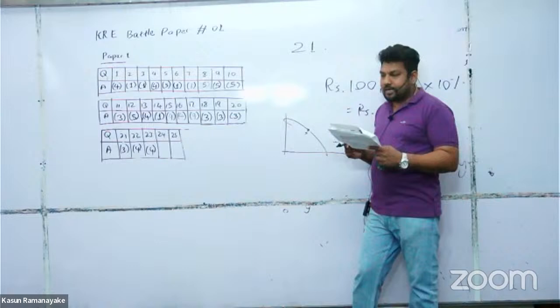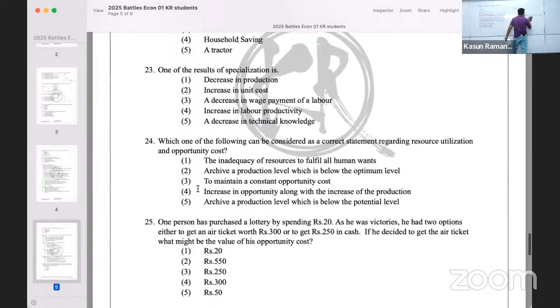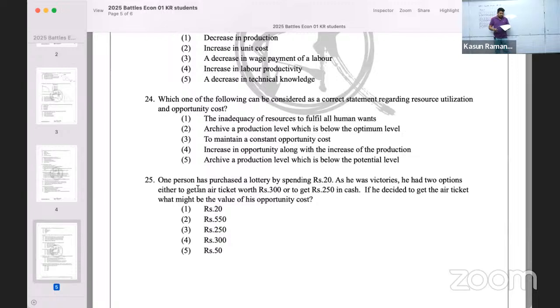Look at the 25th question. Basically, that is your last question in the paper. One person purchased a lottery by spending 20 rupees. He had two options earlier: to get an air ticket worth 300 rupees, which he can take and go on the trip, or he can take 250 into his hand.